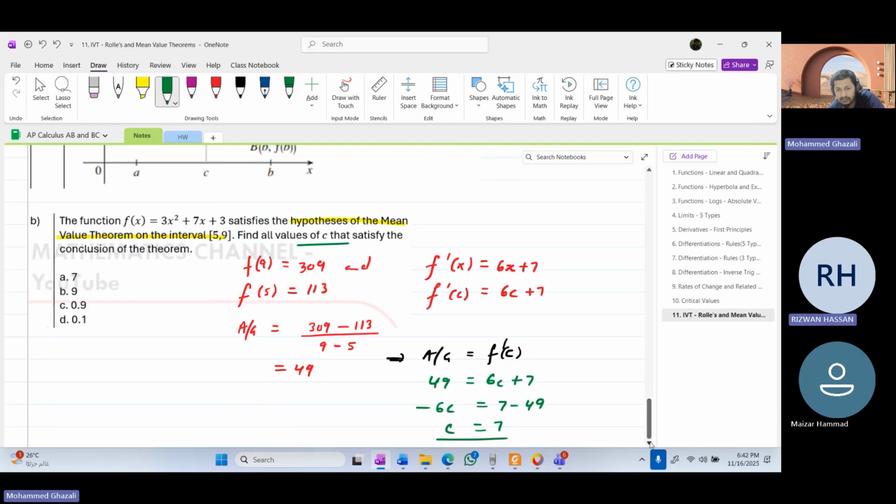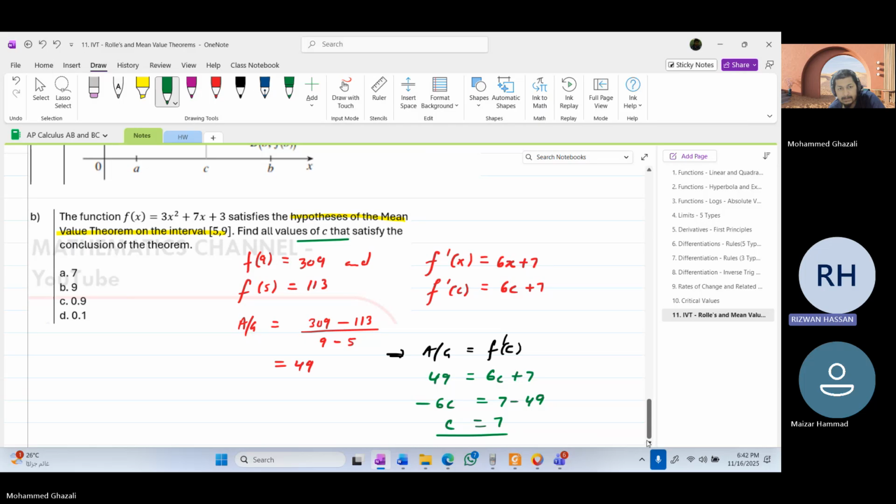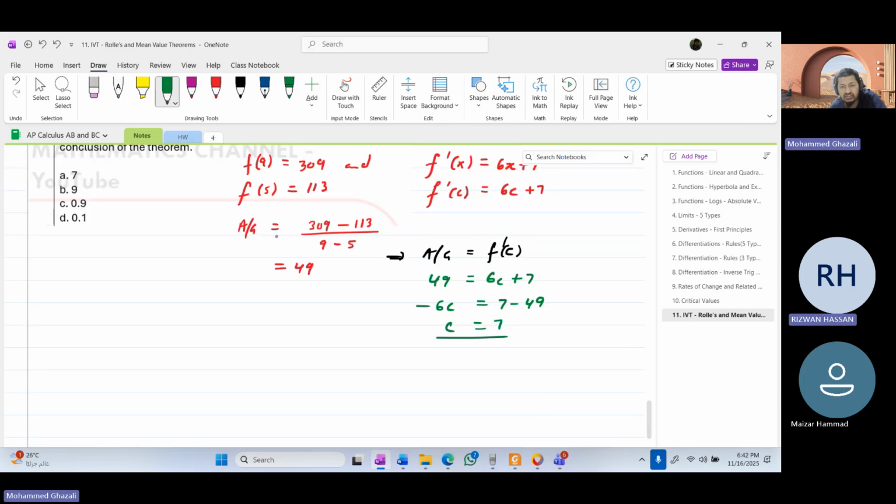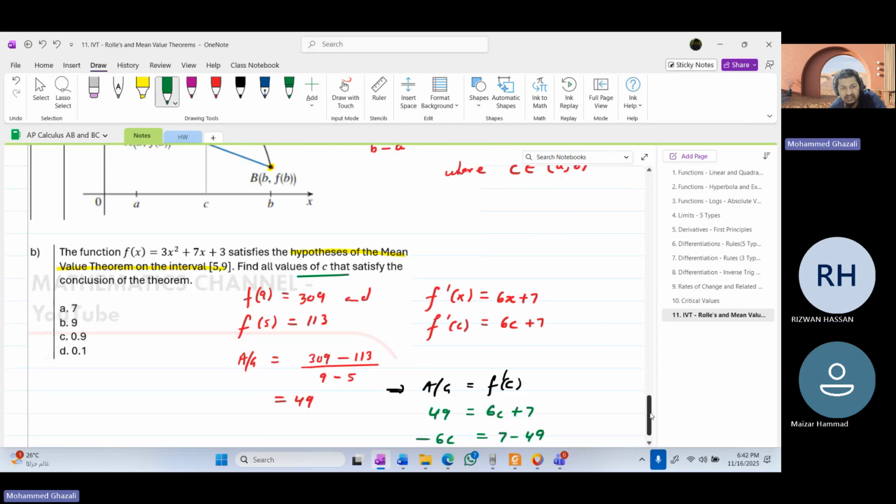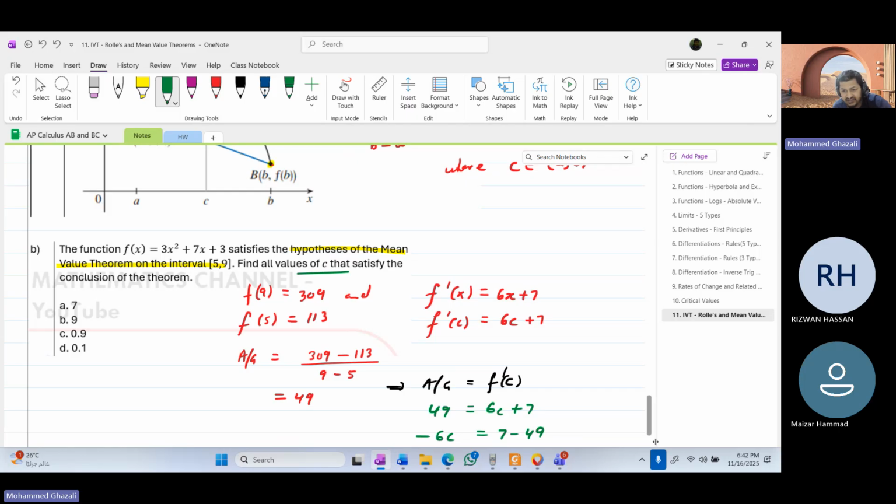Is it talking about the graph above, because it has a negative slope? No, the graph is not given. It's a new graph. Remember the value of c.